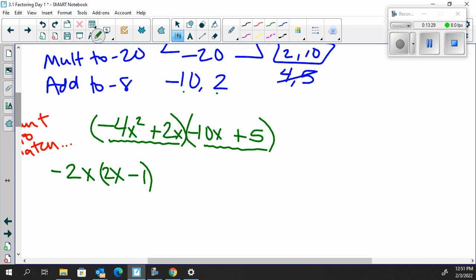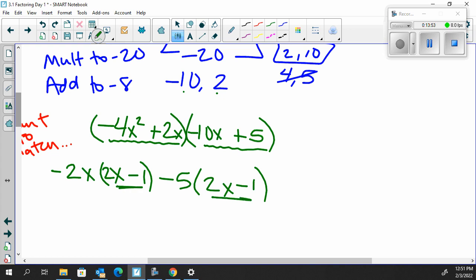If the first thing is negative, like negative 5, take out a negative. So maybe you'll take out a negative 5. 5 goes into both of those things. Since it's negative, I'm going to make it negative. Negative 10 divided by negative 5 is 2x. 5 divided by negative 5 is minus 1. And oh my gosh! They match.